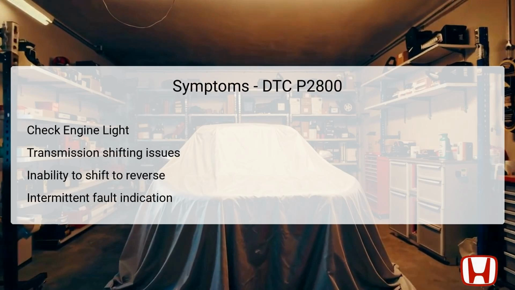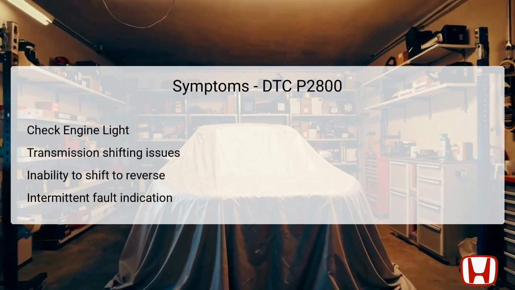Drivers may experience several symptoms associated with DTC P2800. Most notably, the illumination of the check engine light on the dashboard. This warning signifies that the vehicle's onboard diagnostic system has detected an issue that needs attention. Other symptoms may include noticeable problems shifting the transmission, particularly when trying to engage reverse. An inability to shift to reverse can severely impact vehicle operation and safety.